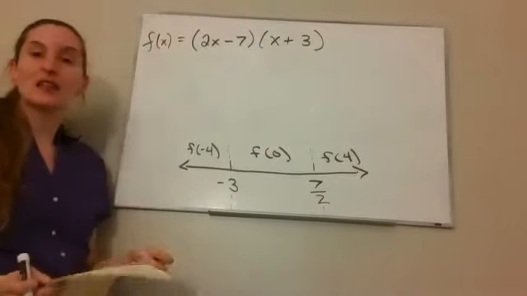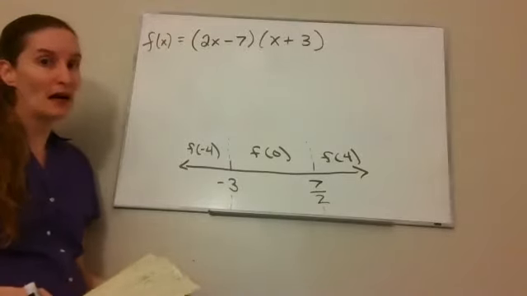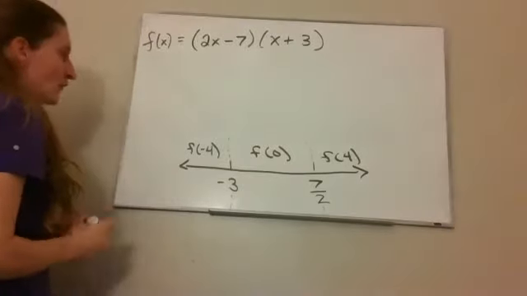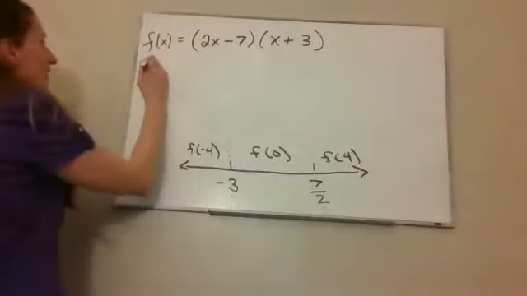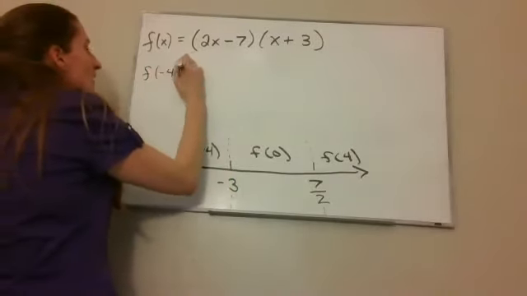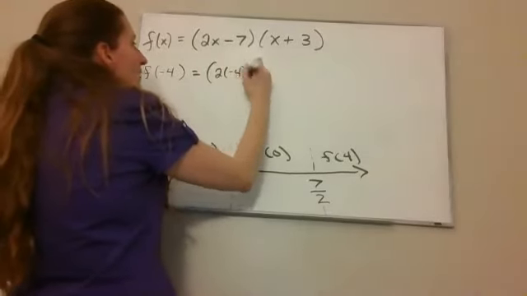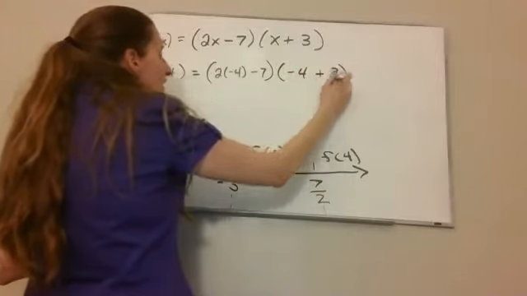And I don't even really care what the number ends up being. I just care if it ends up being positive or negative. So let's first think if I plug in -4. I would have 2 times -4 minus 7 times -4 plus 3.